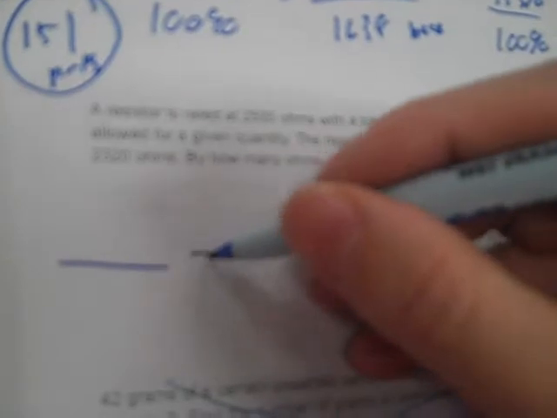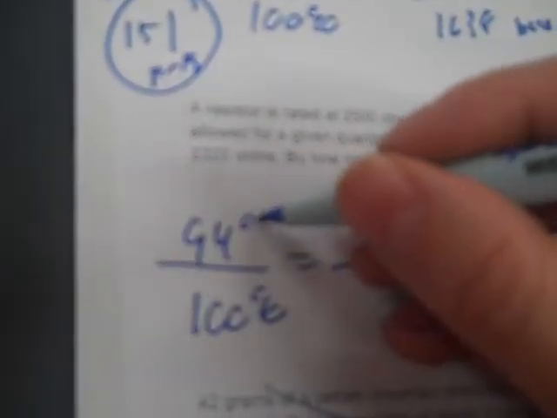Okay, next one's a little bit tough. A resistor is rated at 2,500 ohms with a tolerance of plus or minus 6%, which means it could be 6% more than that or 6% less. Tolerance is the amount of variation allowed for a given quantity. The resistor is checked and found to have an actual resistance of 2,320 ohms. By how many ohms is the resistor below the acceptable resistance low limit? Now, we're also going to adjust our percent. They want to know how many below it was, so I'm going to take 100% minus 6. If it was above, I'd add 6, but they want to know below, so I'm minus 6, 94%.